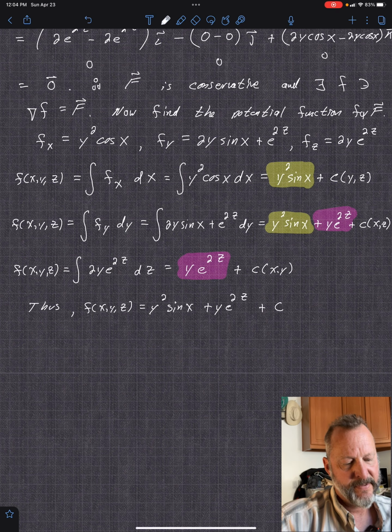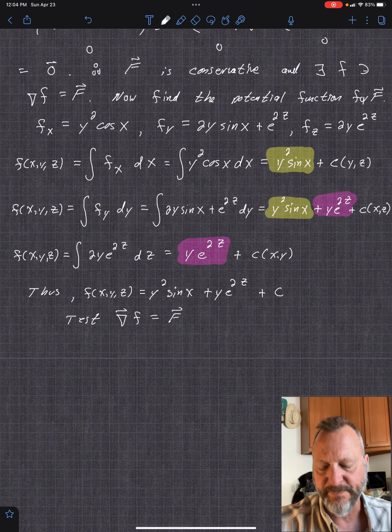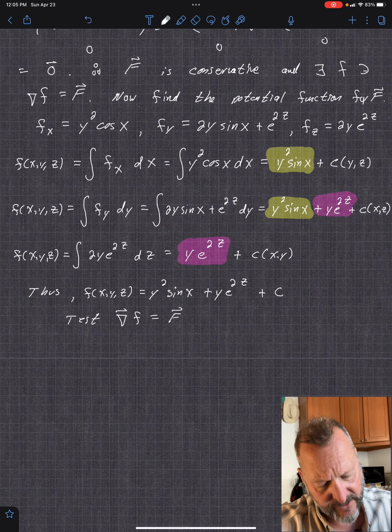So you take each of the partials, integrals of each one with respect to each variable, and you just compare. That's all you have to do. Don't repeat the function. And then you can test by just doing the gradient of f and see if you get capital F. So that del operator is really the gradient. That's really all that means.